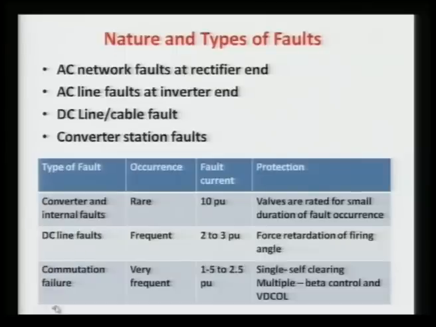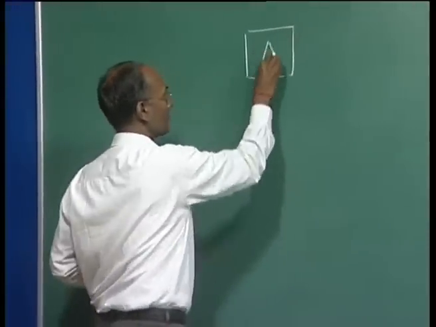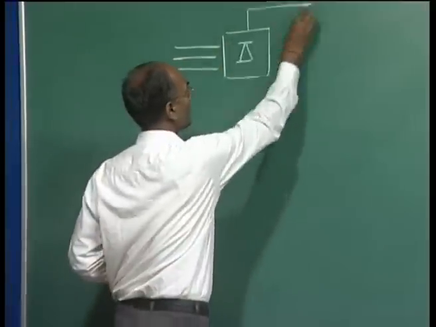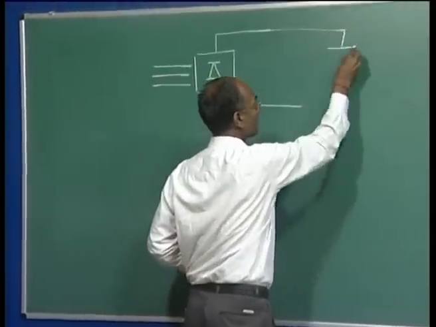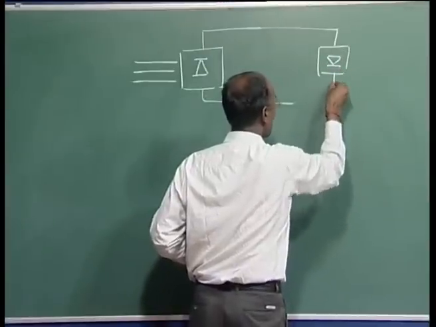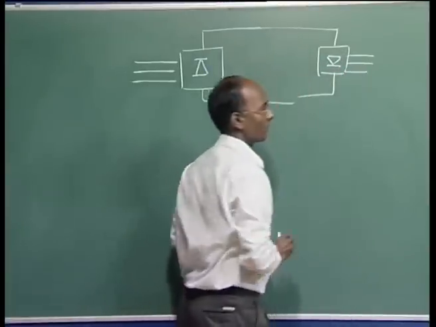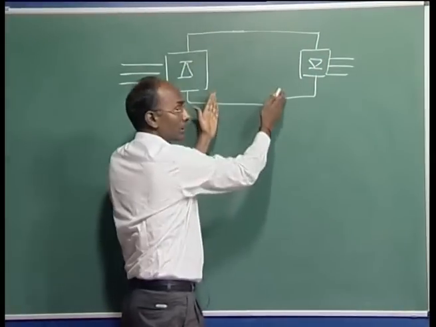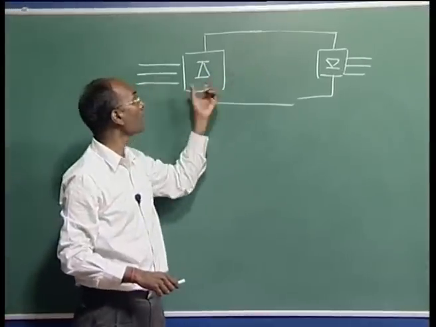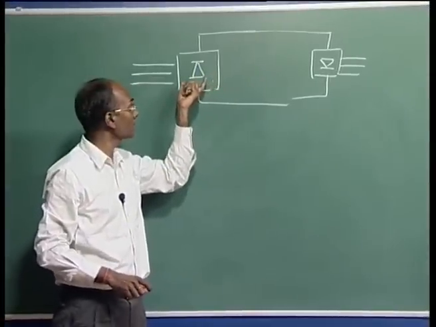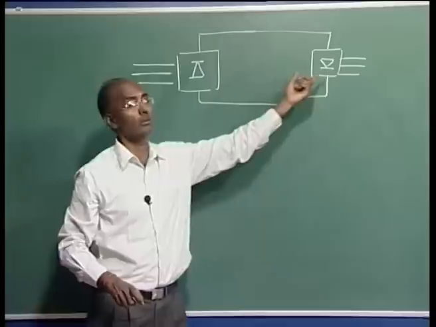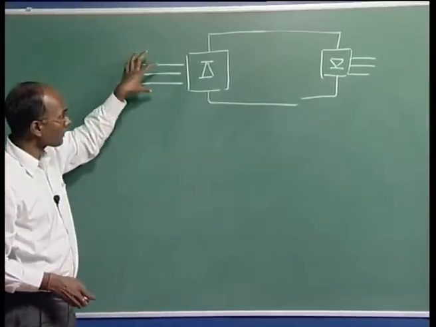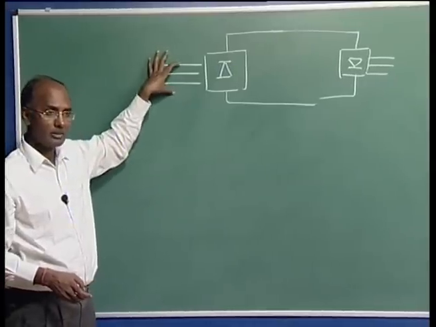In the general HVDC transmission system, if we are talking about the two terminal system, here is a 3-phase system, here we have the DC supply, here the line, and this is your inverter, and we have a 3-phase supply system here. So the fault may be on this side, on this side, in this DC line or cable, whatever it is, and there may also be some problem in the converter or inverter station itself.